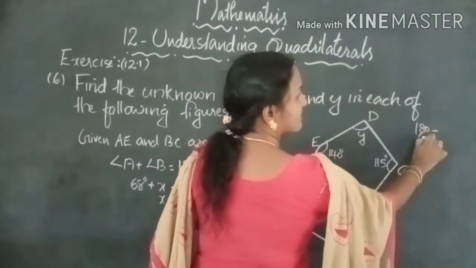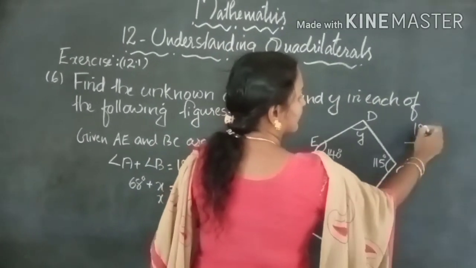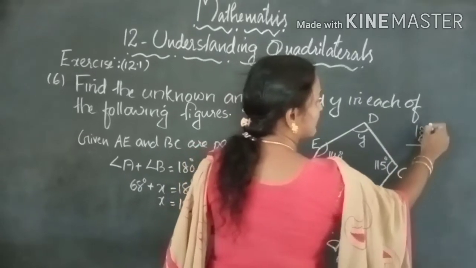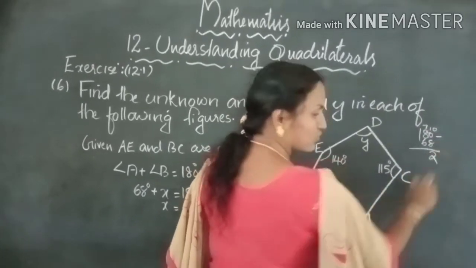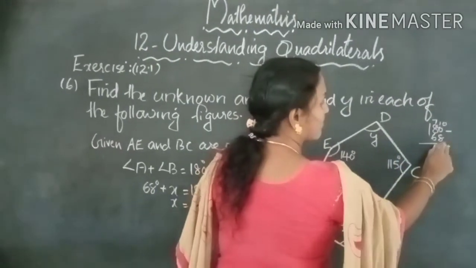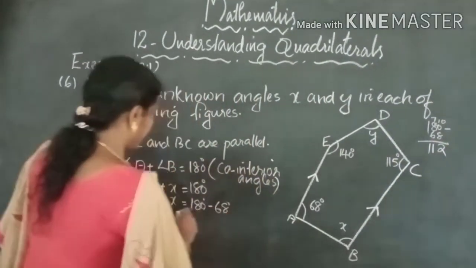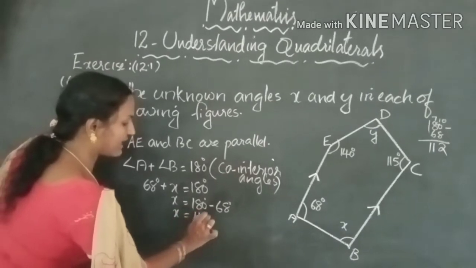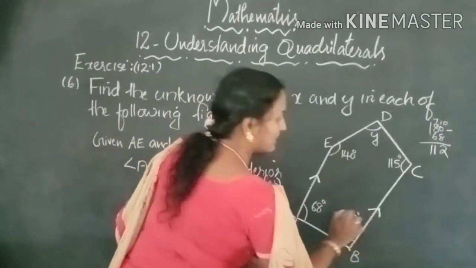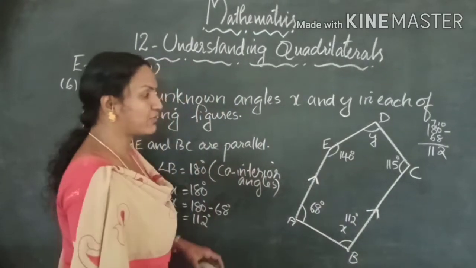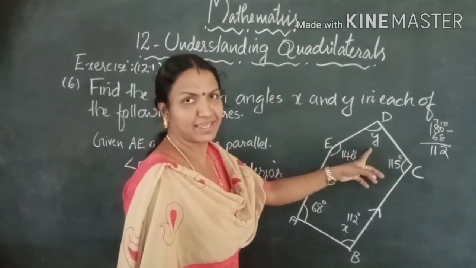180 minus 68. Here 0 minus 8 is not possible, so we borrow 10, and 7 becomes 6. 10 minus 8 is 2. 7 minus 6 is 1. So x is equal to 112 degrees. Next, we have to find the value of y.